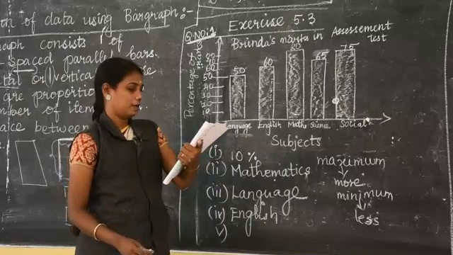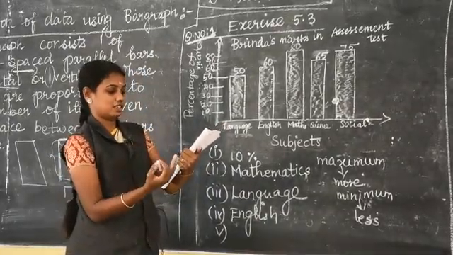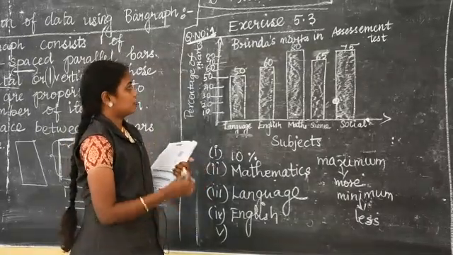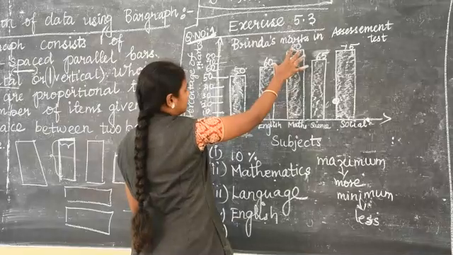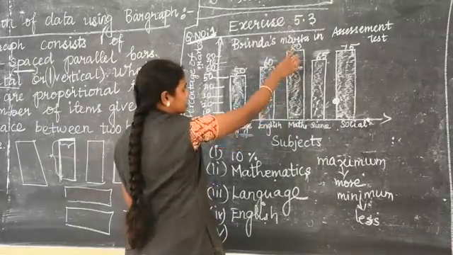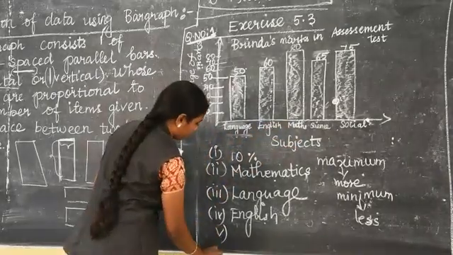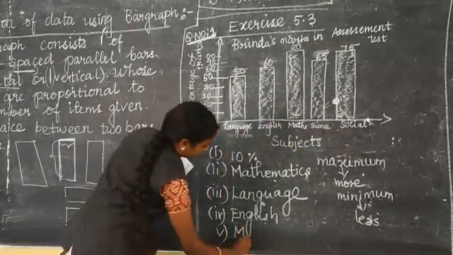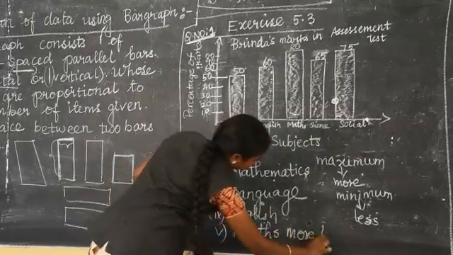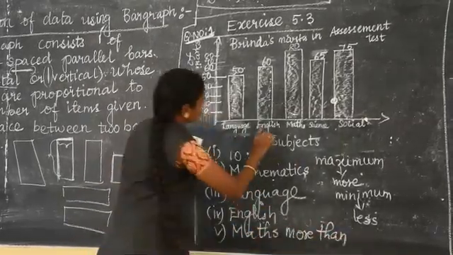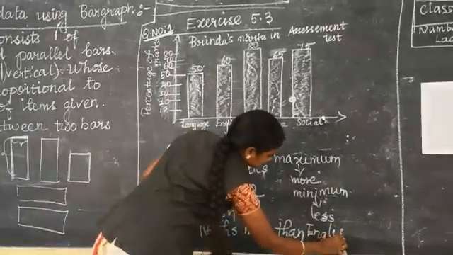Next, question 5: Brinda scored 20% more in dash subject than dash subject. Okay, 20%, which is the difference, we have the 20. See here, these two only have the difference 20. So which is more? Mathematics is more. So maths is more than which subject? English, 60. So maths is more than English.